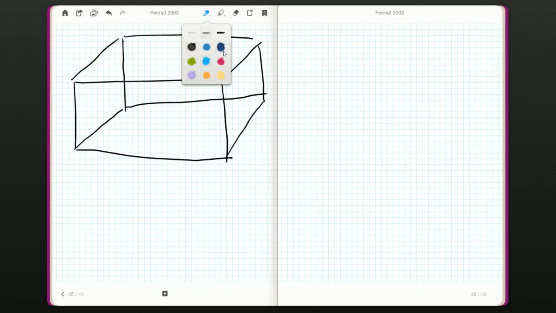I believe it was centers of the faces. So we have a center here at the back. We have a center here on the other side, and we have a center down here at the bottom. And if we connect these up, maybe we should use a different color, purple.